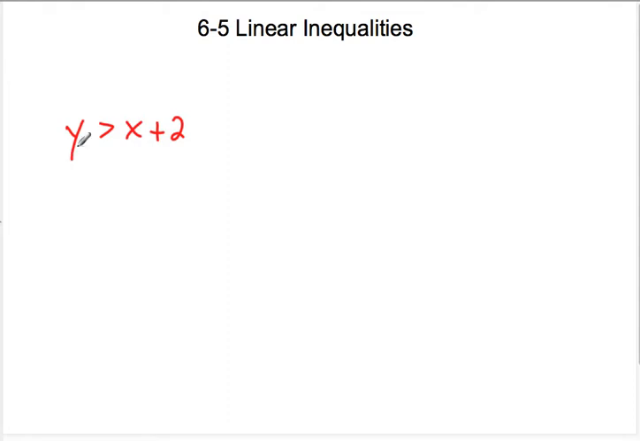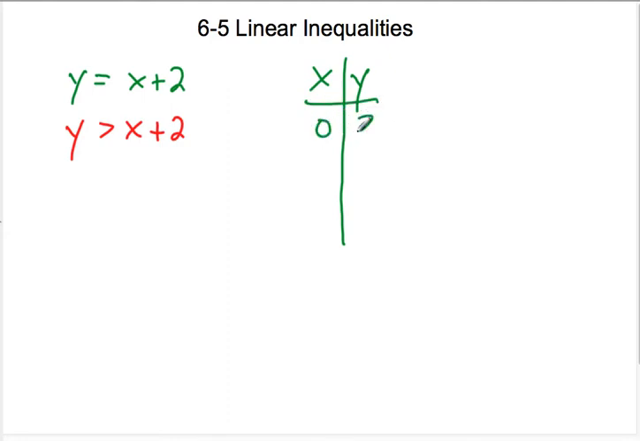So I have one here, y is greater than x plus 2. Similar to the equality or equation y equals x plus 2, there's an infinite amount of solutions. So for instance, for the green equation I could say, well, if x is 0, y is 2. If x is 1, y is 3, and so on. The same is true for the red equation. There's an infinite amount of solutions.